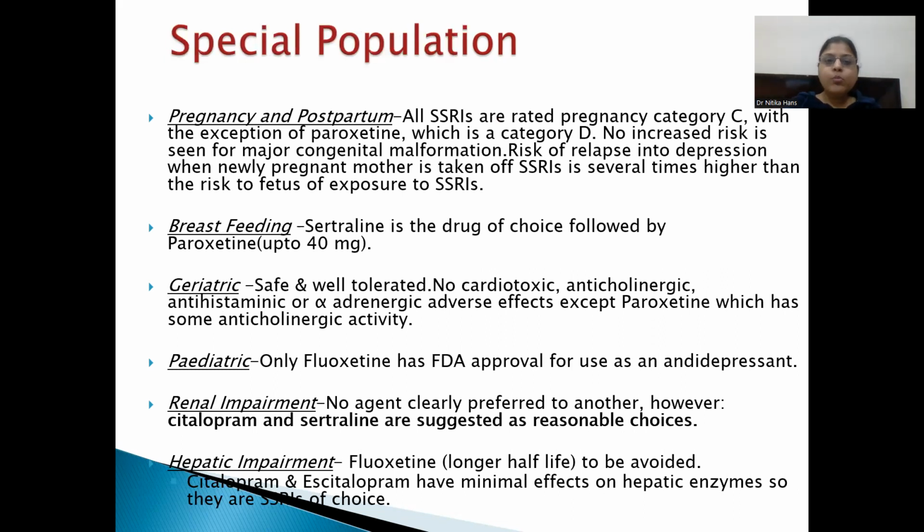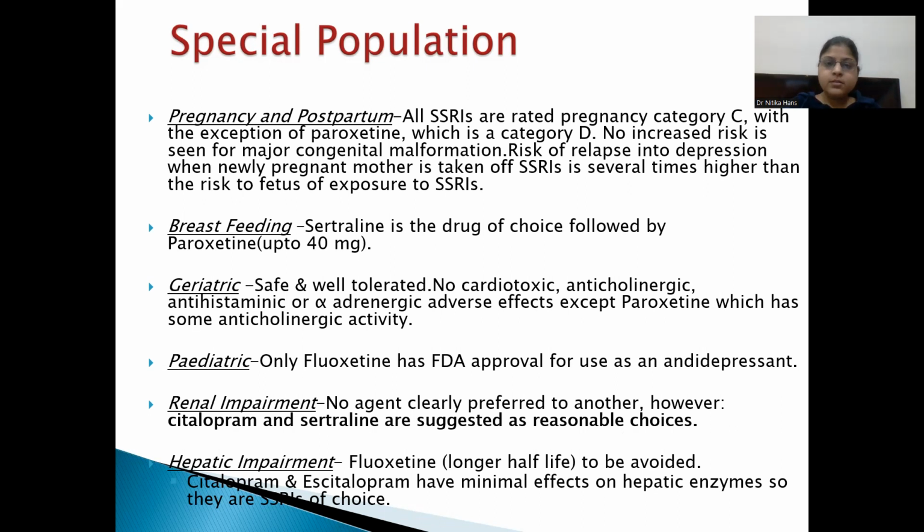Now, in special populations, in pregnancy and postpartum, SSRIs come in category C, but paroxetine is contraindicated in pregnancy because it causes serious defects. So it comes under category D. In breastfeeding, sertraline is the drug of choice, followed by paroxetine. In geriatric patients, SSRIs are safe and well tolerated because there are no anti-adrenergic, anticholinergic, anti-histaminergic, or cardiotoxic effects. Paroxetine may have some anticholinergic activity.